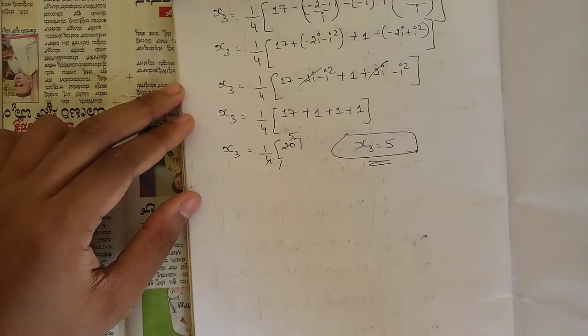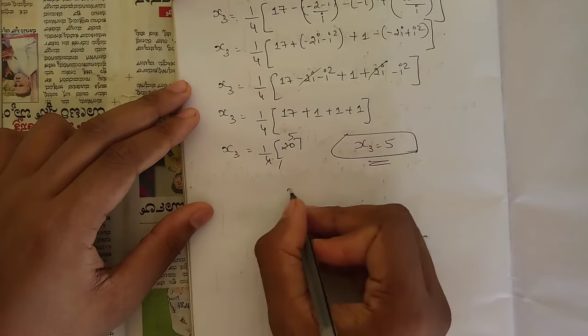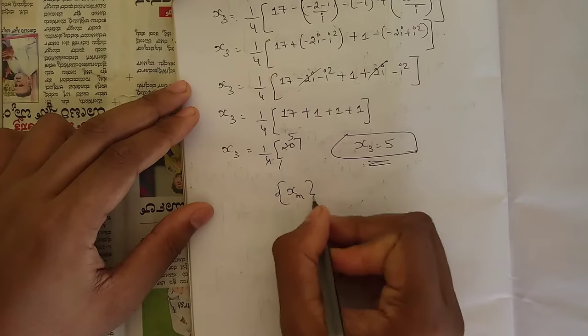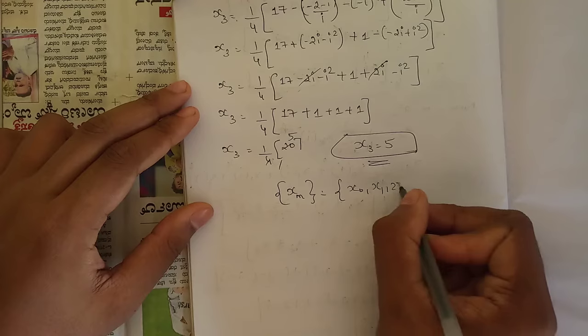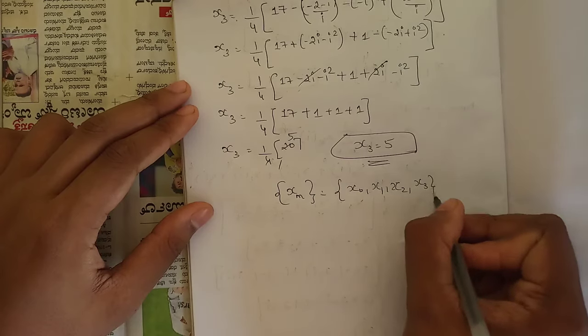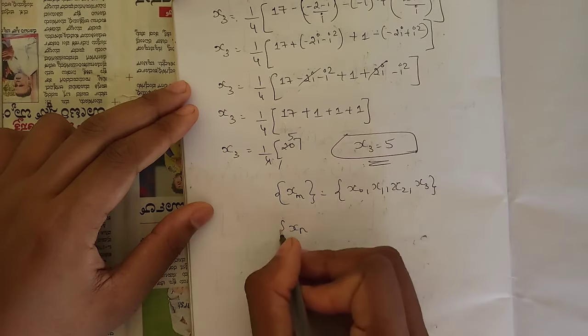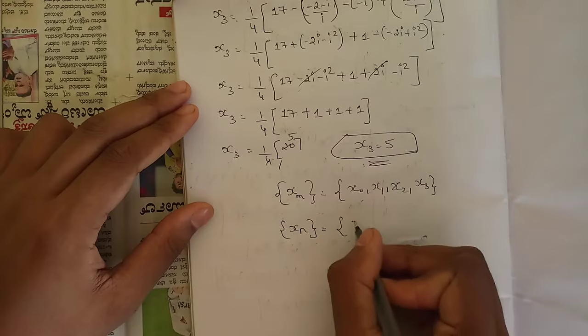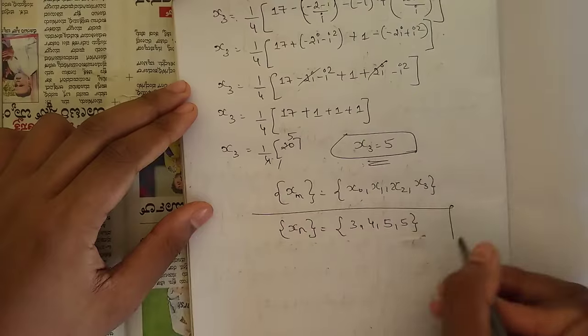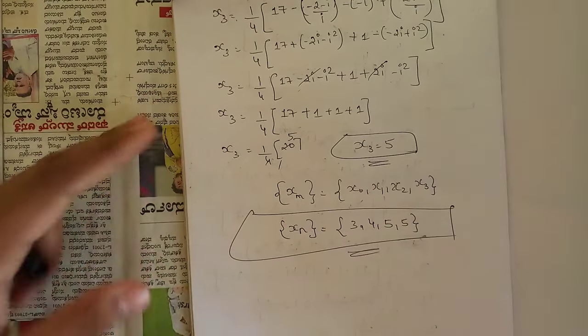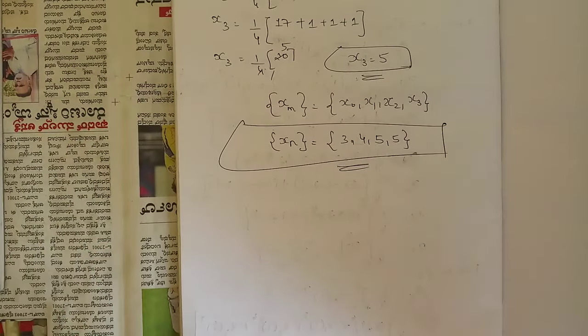So the inverse discrete Fourier transform sequence for x to the power n, that corresponds to x0, x1, x2, x3. The final answer for x to the power n we are getting as 3 4 5 5, which is the given question itself, right? So this is your inverse discrete Fourier transform.